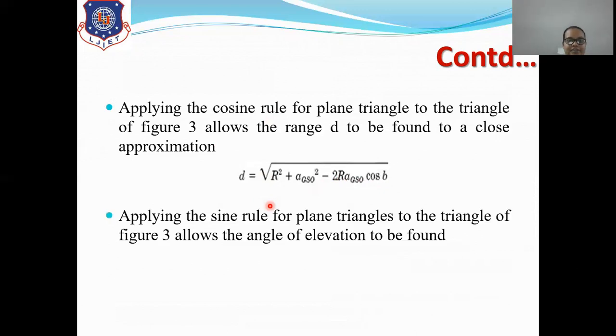After finding this range d, we will find the elevation angle El by applying the sine rule. The elevation angle El is equal to arc cos, that is cos inverse, of a GSO, the radius of the geostationary orbit, divided by d, the range, into sine B. So from these equations which we have discussed in the previous slide as well as this slide, we will find the azimuth angle and elevation angle, which are called the antenna look angles for the geostationary satellite.